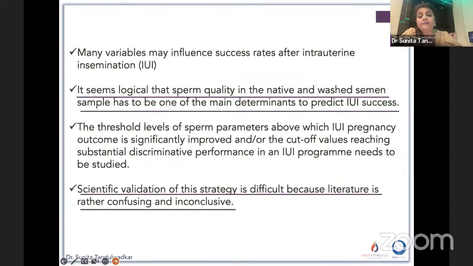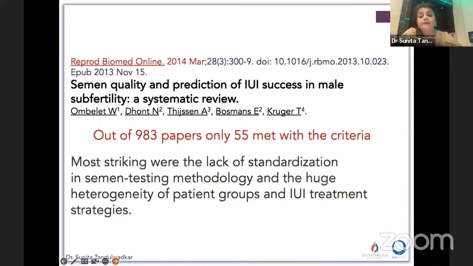The ideal semen parameters, if you see, many variables may influence the success rate of IUI, and it's logical to think that the sperm quality in native and washed semen has to be the main determinant to predict the IUI. The threshold levels of sperm parameters above which IUI pregnancy is going to improve, or the cutoff, need to be studied. Unfortunately, it's very difficult because no publications are giving it.